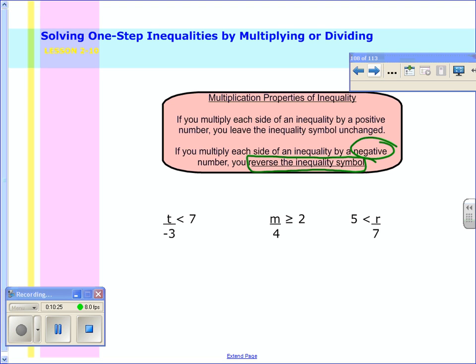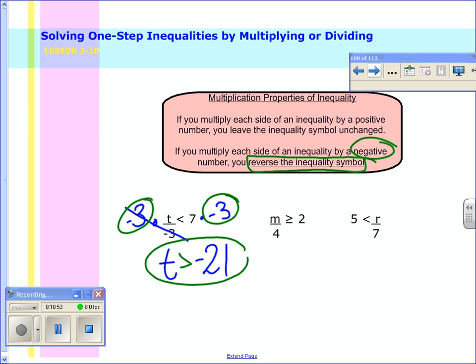So number 1 here, t divided by negative 3 is less than 7. To get that t alone, I have to multiply, because they're dividing, by negative 3. So those cross out, and I am left with t and negative 21. If you take a look, I multiplied both sides by a negative 3. Because it was a negative number, my sign reversed. So instead of t is less than negative 21, it's now t is greater than negative 21.